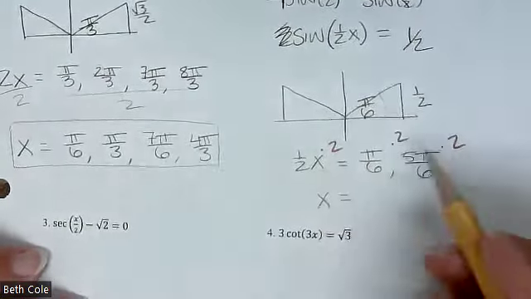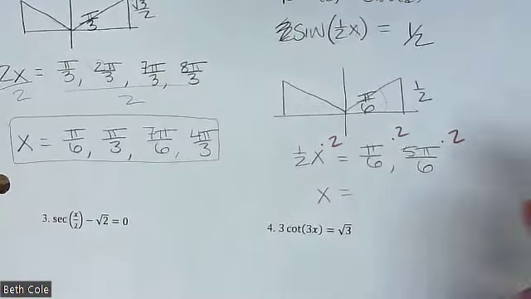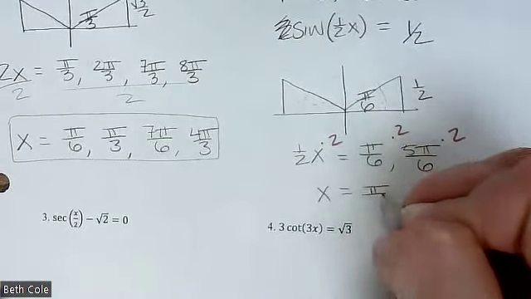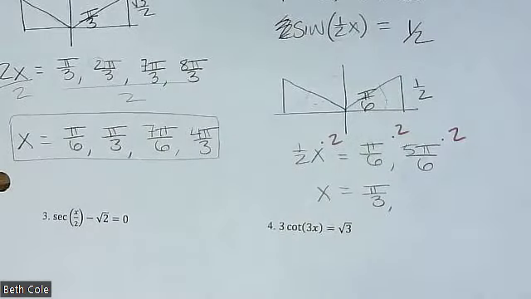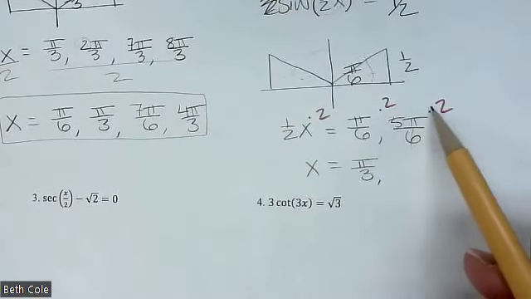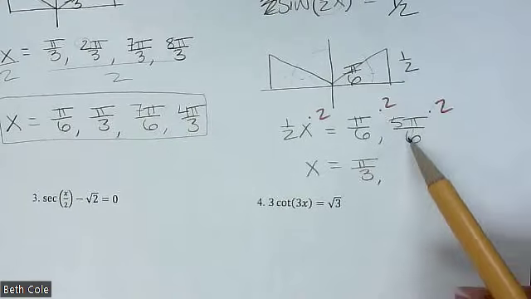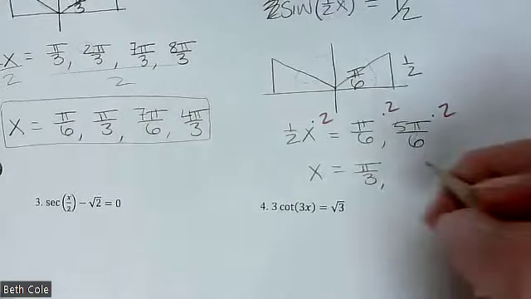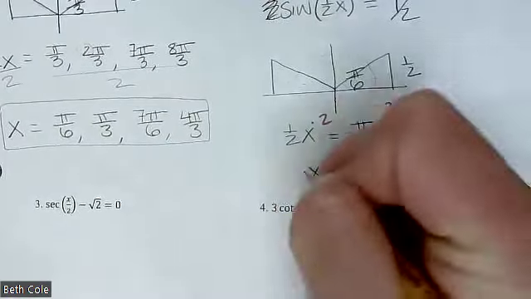So you get x equals 2 pi over 6. That would reduce to pi over 3. And then this one, 5 times 2 gives you 10. So this is 10/6. 5 times 2 is 10. 10/6 would be 5/3.